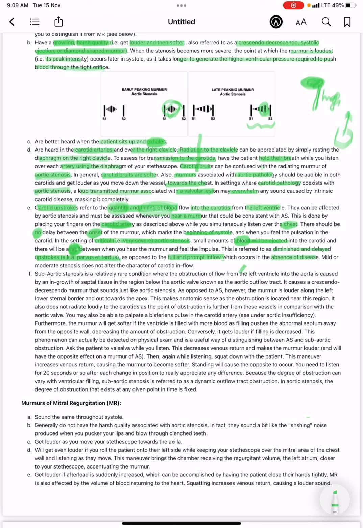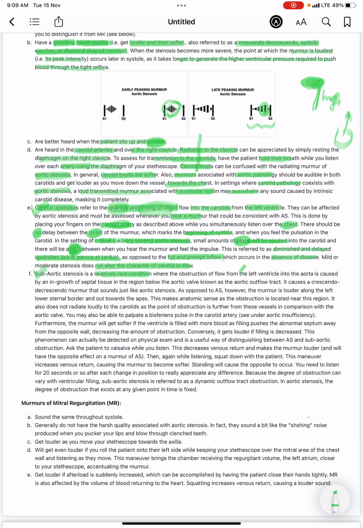Mild or moderate stenosis does not alter the character of the carotid inflow. And subaortic stenosis is a relatively rare condition. So this is about carotid upstroke, and this is subaortic stenosis, a rare condition.